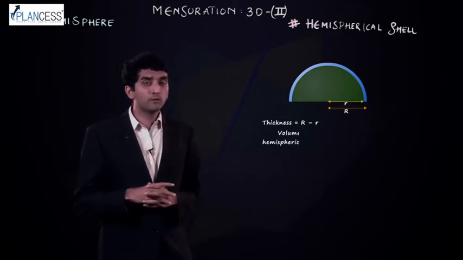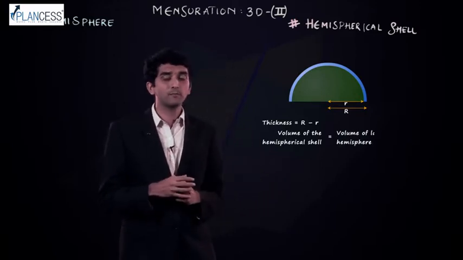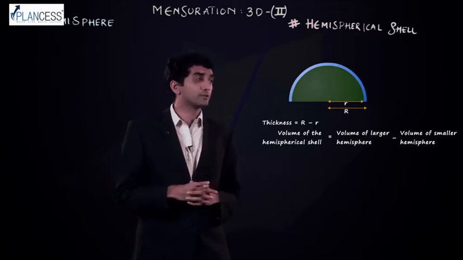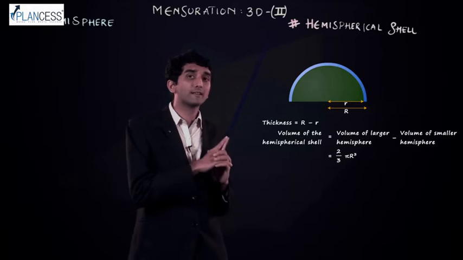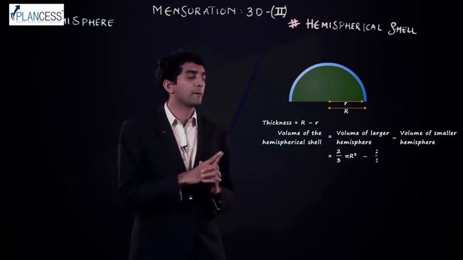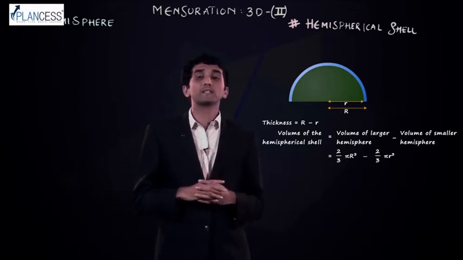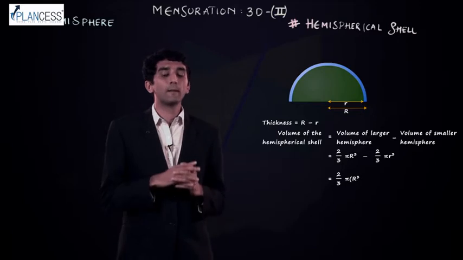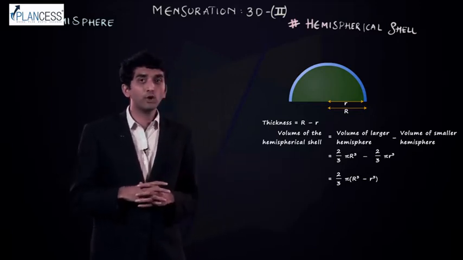Moving to the volume of this hemispherical shell, it's naturally going to be the volume of the larger hemisphere minus the volume of the smaller hemisphere, and that is going to be 2 by 3 pi capital R cube minus 2 by 3 pi small r cube, which can be simplified as 2 by 3 pi into capital R cube minus small r cube. So this is about the volume.